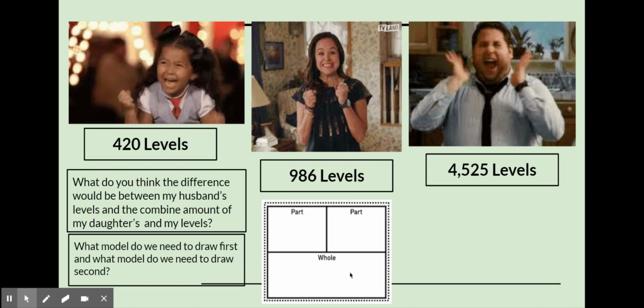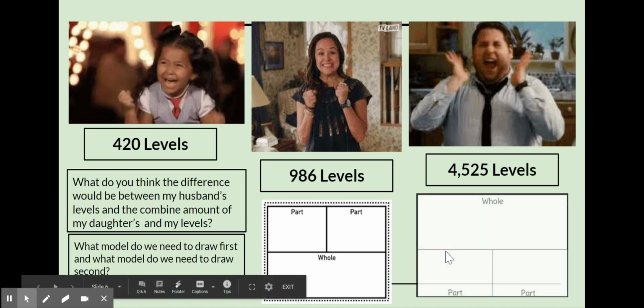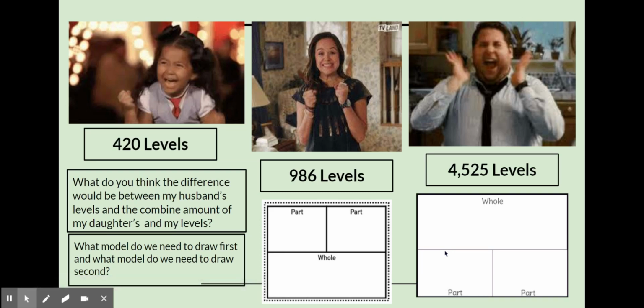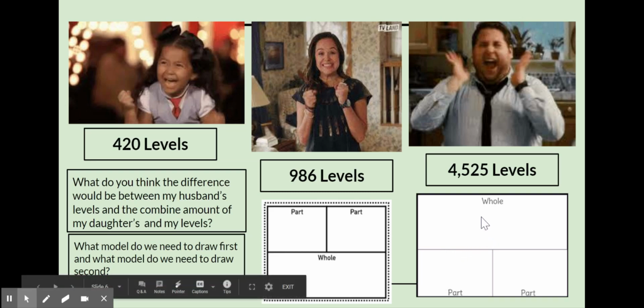Once we do that, then we are going to use a whole part to subtract the difference between our levels and my husband's level. So between our combined amount and my husband's levels amount, whichever number is bigger goes into the whole. The smaller is the part, and then we would subtract to get the difference between my husband's level and our combined level. So now let's answer my question using our models.